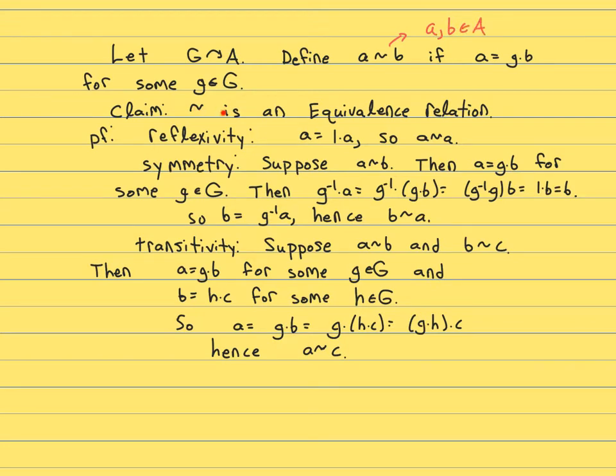We claim that this is an equivalence relation, which means we need to show it's reflexive: every element is related to itself. Symmetric, which means that if a is related to b, then b is related to a. And transitive, which means if a is related to b and b is related to c, then a is related to c. So here's the proof.